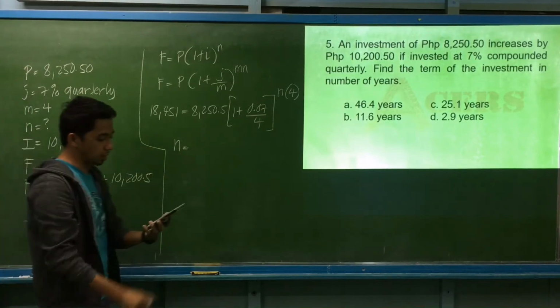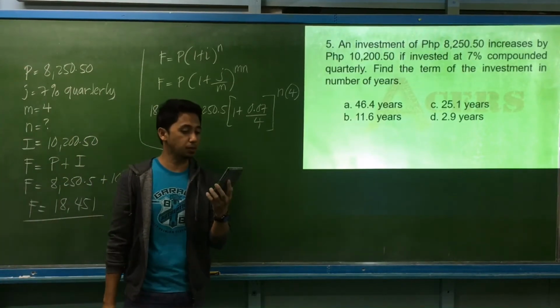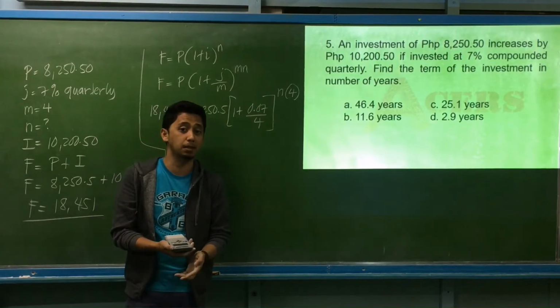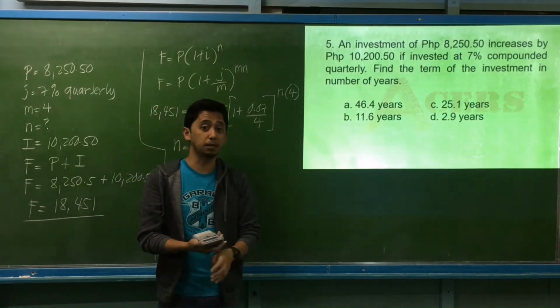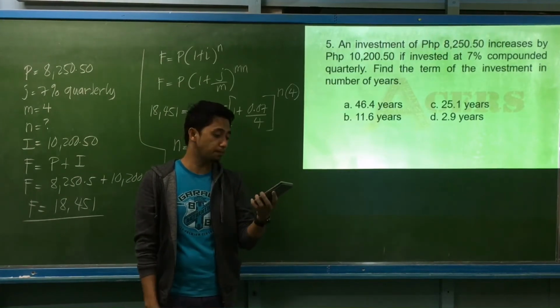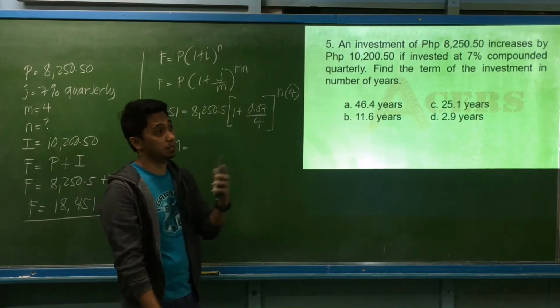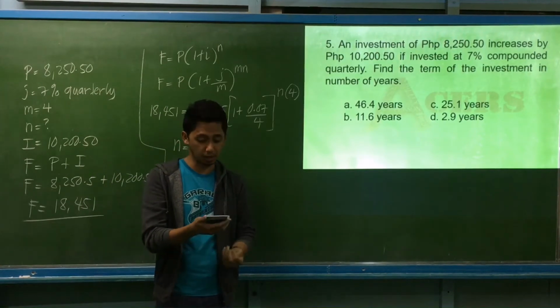So again, while I'm using the Canon F-789 SGA, it is the same. It has the same function as the Casio 570 S Plus, which has the function of shift solve or shift count, which is allowed on our civil engineering board exam.